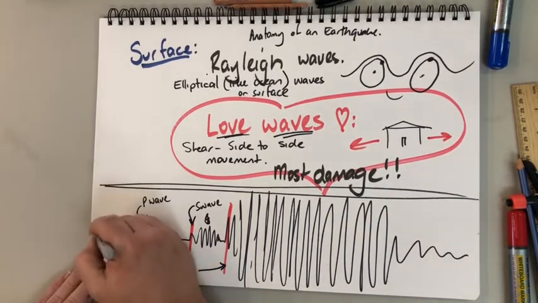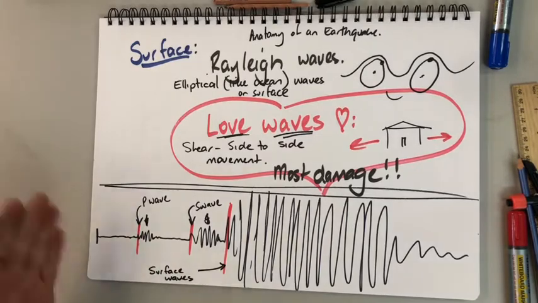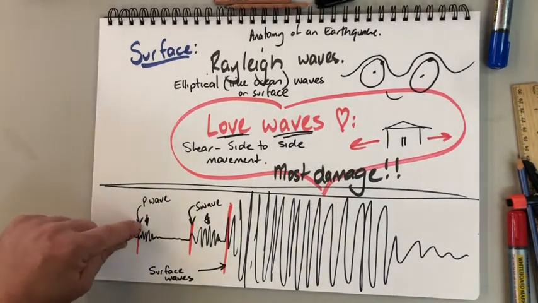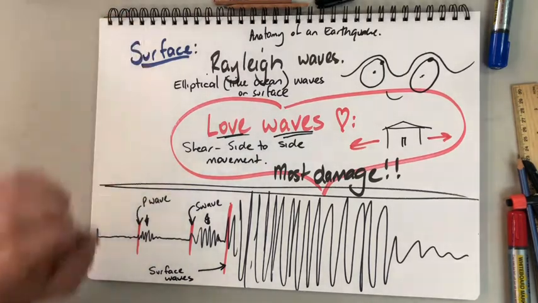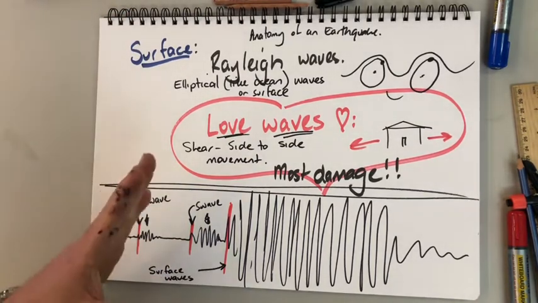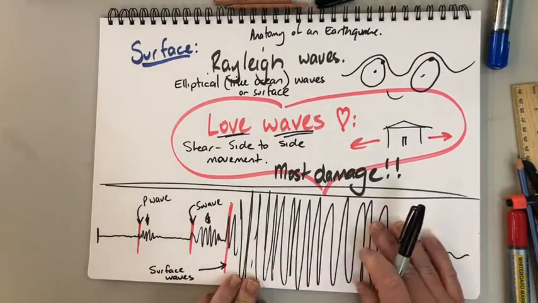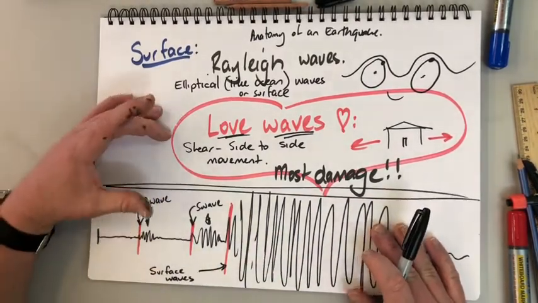So let's say, for an example, we're in a location a long way away from the earthquake. The first thing we'll feel is the P wave because it's traveling the fastest. Next is the S wave because it's going the next fastest. And finally, the slow but very violent surface waves arrive.